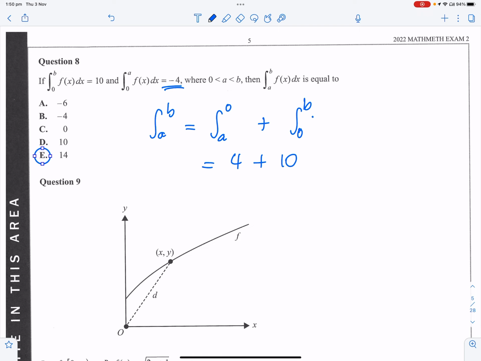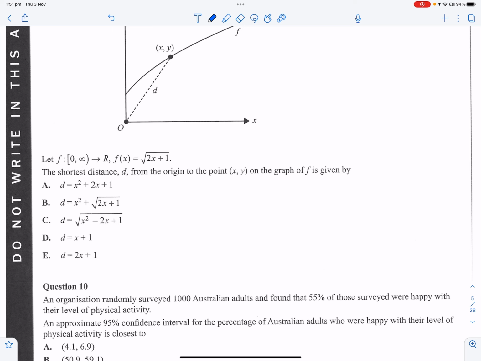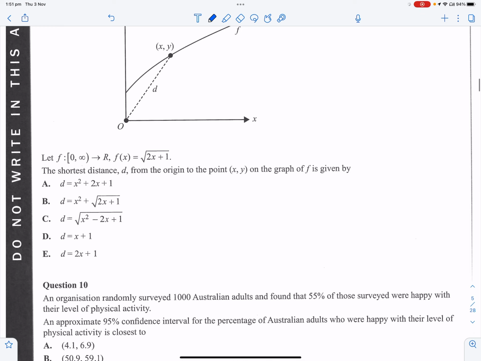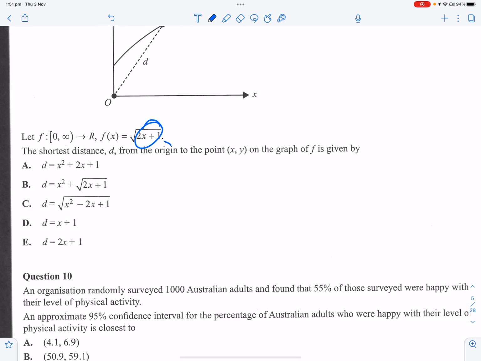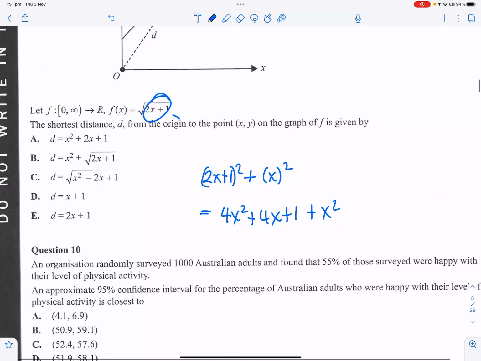That makes sense. The shortest distance from the origin to the point xy in the graph of f is given by, okay, so we know we've got that minus the origin squared, so 2x plus 1 squared, plus x minus 0 squared, x squared, which we know is 4x squared plus 4x plus 1 plus x squared. So that's 5x squared.